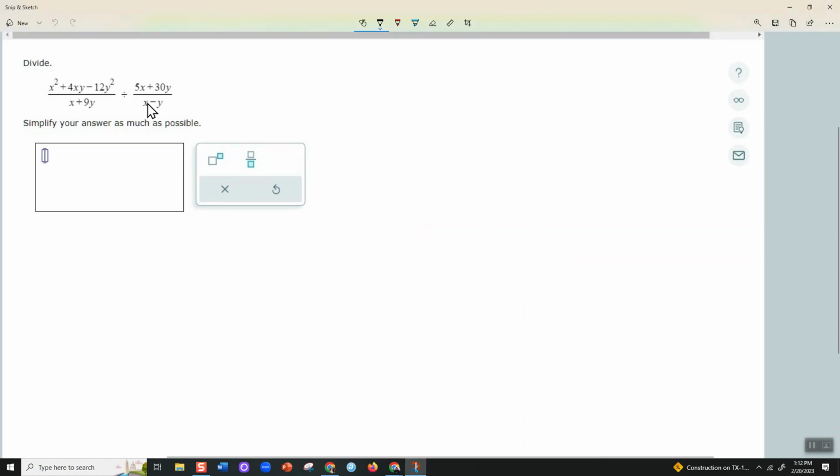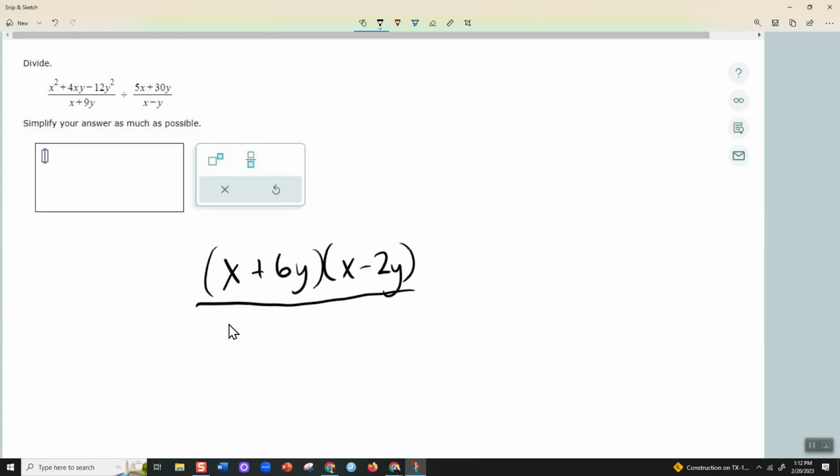And another one here. I'm going to factor the top here. It looks like the two factors of 12 that add up to 4 would be 6 and 2. It would be x plus 6y and x minus 2y. And then on bottom, just an x plus 9y. I'm going to multiply by, you guessed it, the reciprocal. X minus y is now on top.